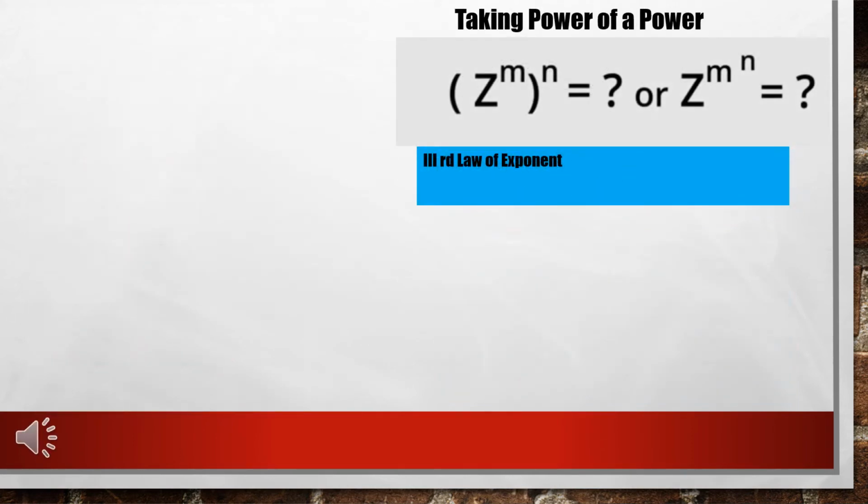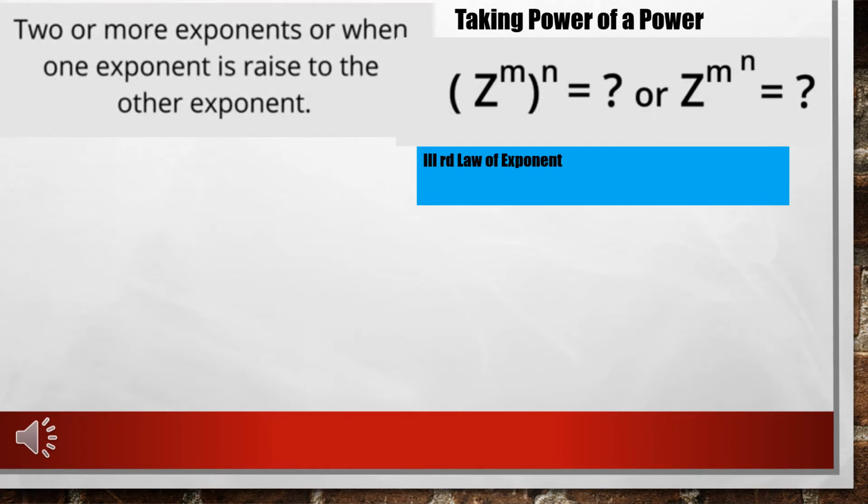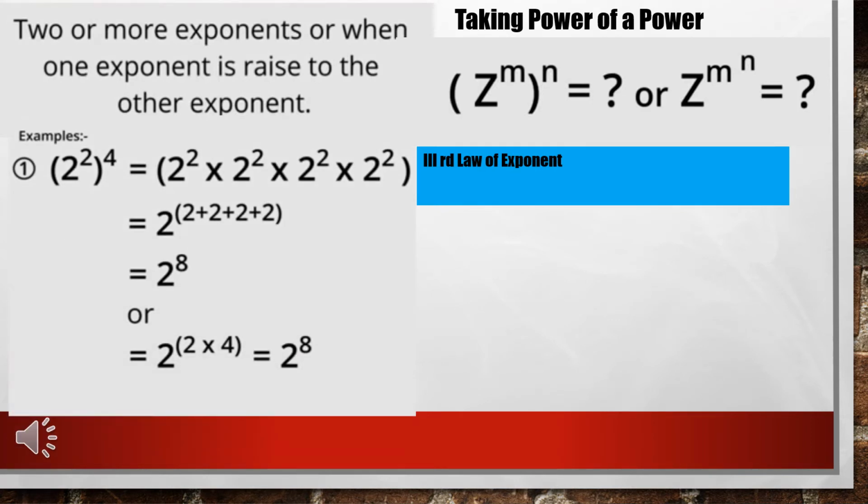Taking power of a power, that is, two or more exponents, or when one exponent is raised to another exponent. Let us take one example. 2 square, the whole raised to 4. Here the base is 2 square and the exponent is 4. That means we have to multiply the base 2 square 4 times. That is 2 square into 2 square into 2 square into 2 square.